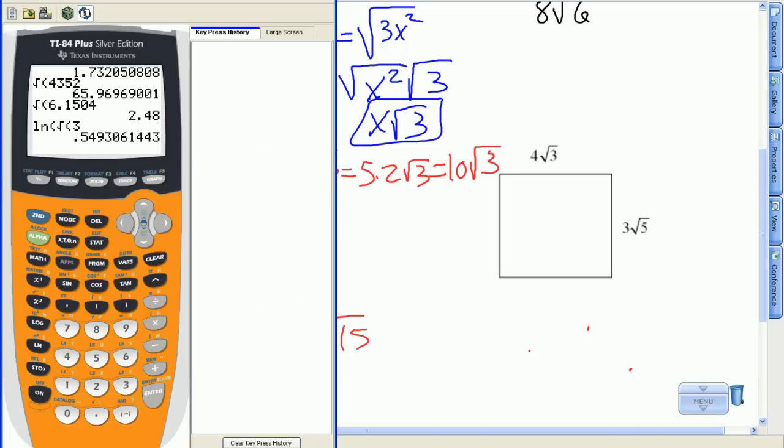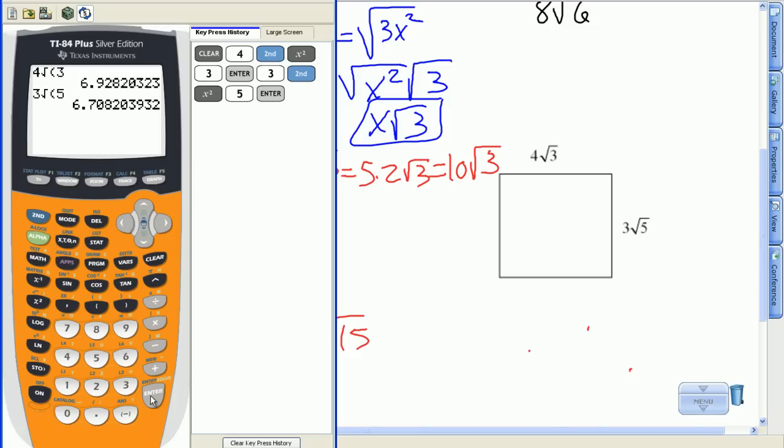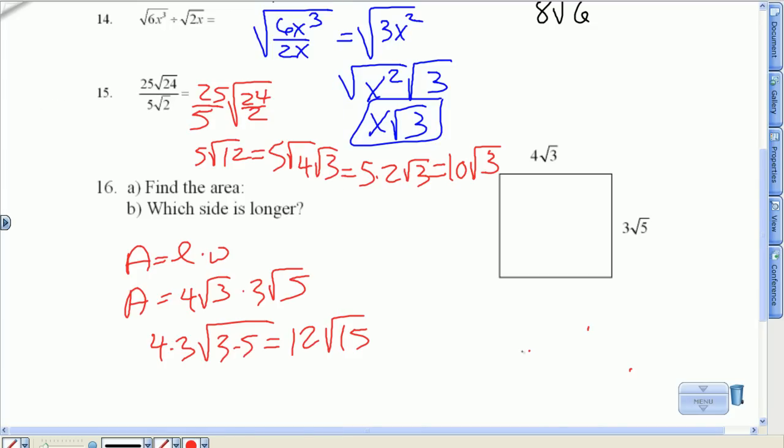Let's take a look. Clear out what we have in there. 4 radical 3. Just do it on the calculator. 6.928, etc. 3 radical 5. 6.7. So 4 radical 3 is larger. So for which side is larger, I'm going to say 4 radical 3 for that.